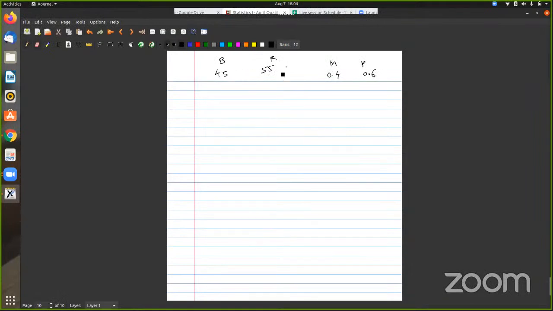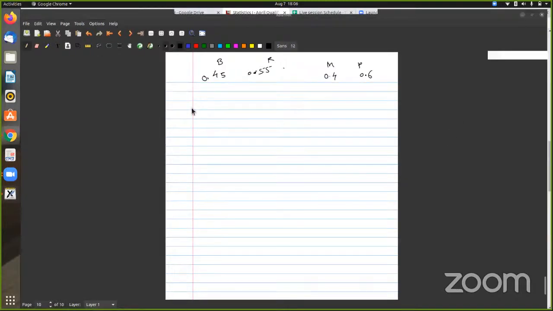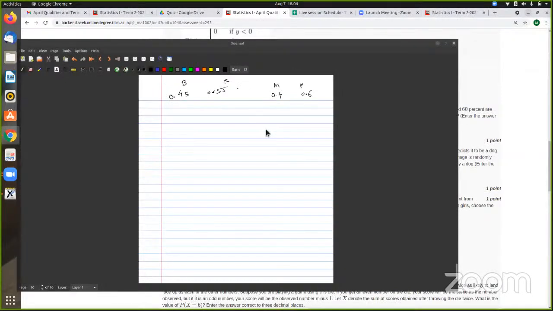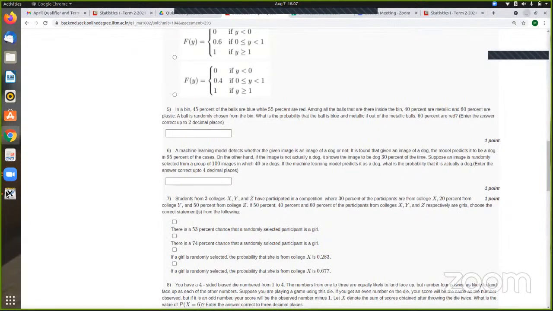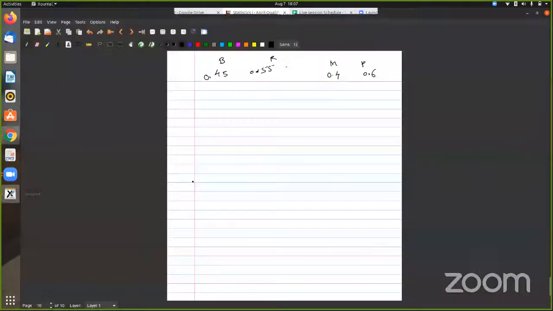Yeah, correct. And you know that out of the metallic balls, 60% are red. This is the probability of R given M. Okay, I will go slowly ahead. We can take the statement in the question as the probability of red given metallic is 0.6.